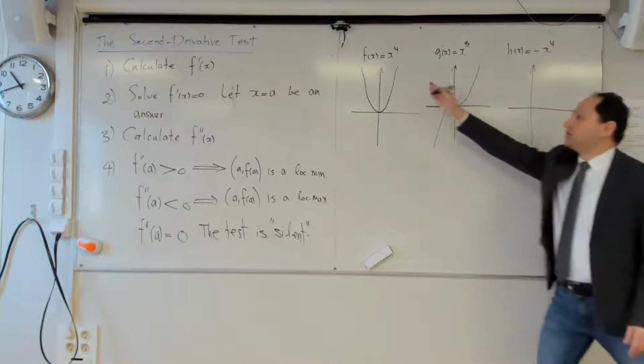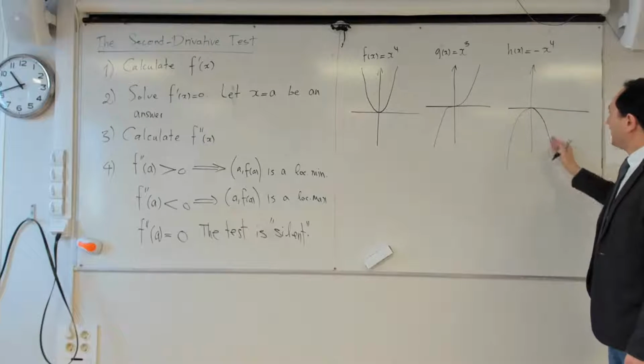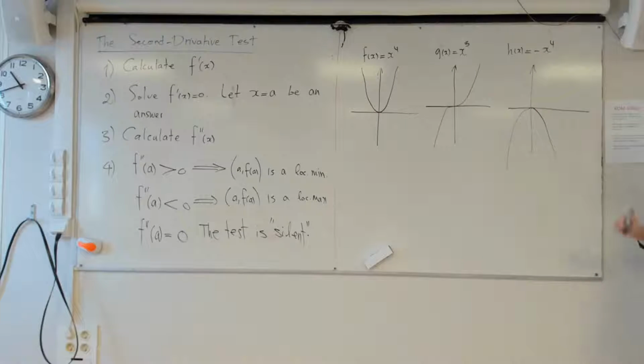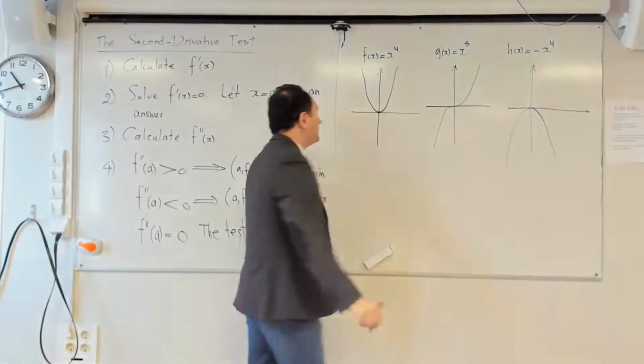Why? Because this is the negative of this one, so it would be upside down. Yes, thank you. So in principle, they are exactly the same shape. Forget about that. I cannot draw them precisely. But now let me ask you, what is the nature of the origin for this function?